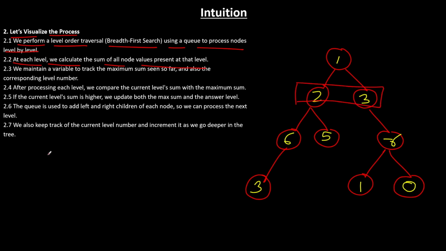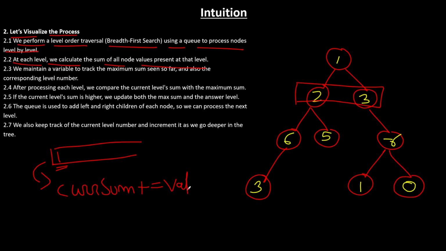So suppose this is the queue. We will push the value in the queue initially, and then when we pop this value, we will have a current sum value. Let this be the popped value. So this is done. Now when we pop this value, we have this.